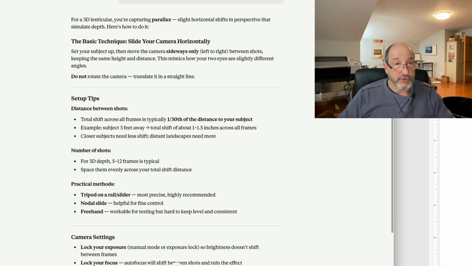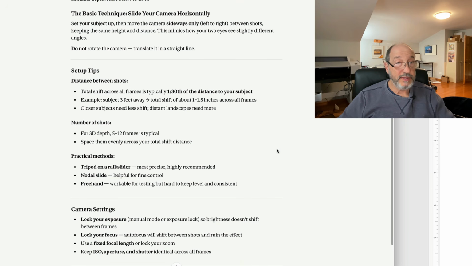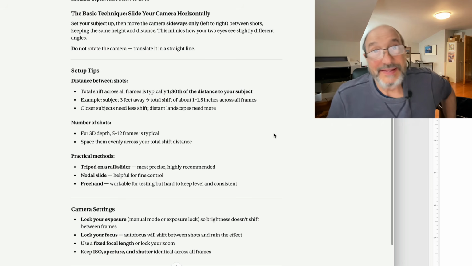Distance between shots. Total shift across all frames is typically 1/30th of the distance to your subject. That's true in stereo photography where you're doing 2 pictures. It's not right for lenticular, where you actually need a frame series, and not only do you need 2, you need more than 2, and you need a wider parallax. So not a good idea for lenticular. Number of shots for 3D depth, 5 to 12 frames is typical. Well, probably not exactly right.